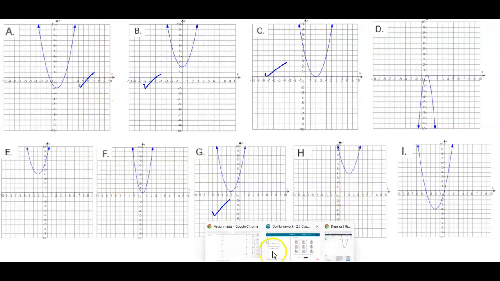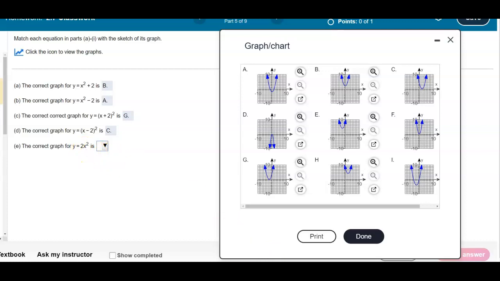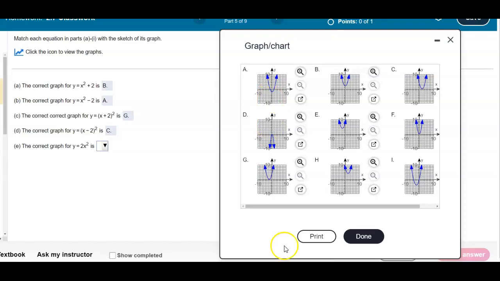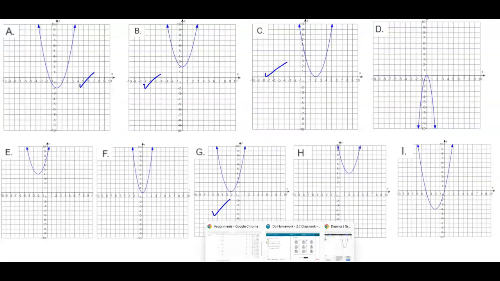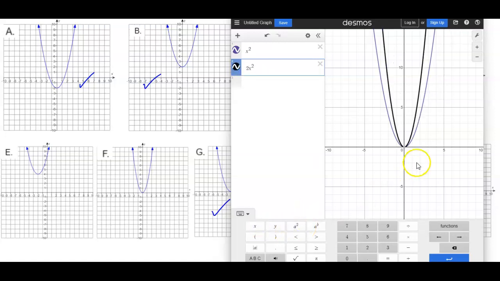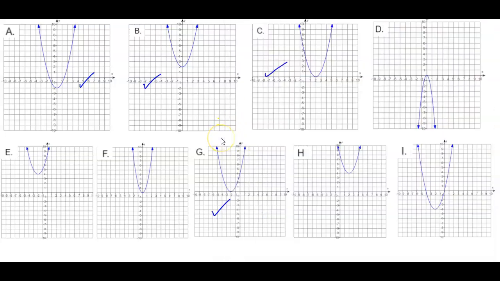So let's go ahead and put this in here. So again, it's 2x squared. Okay, so we're going to go ahead and put in 2x and then square it. Well, what happens here? You can see that it's vertically stretching by a factor of 2. So which one of these is vertically stretching by a factor of 2 at the origin?